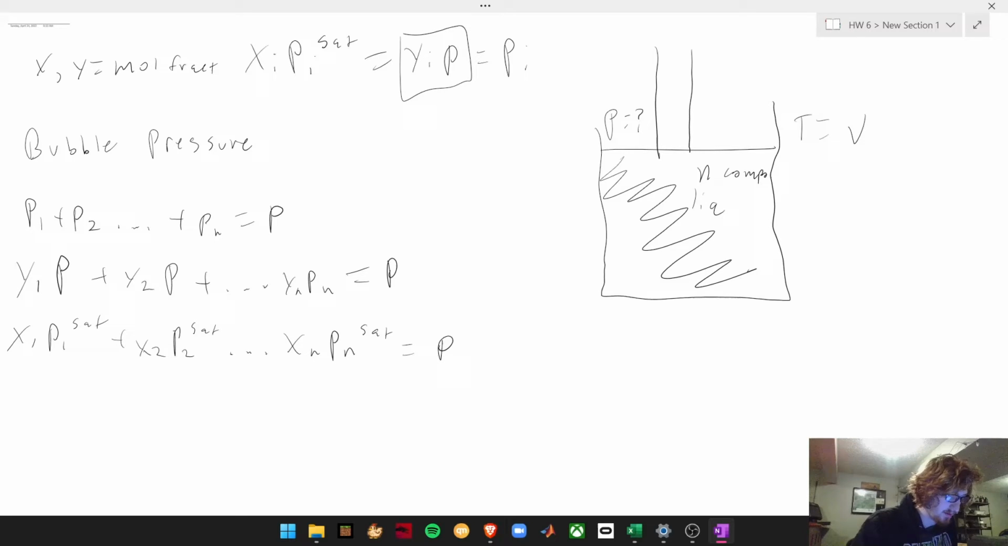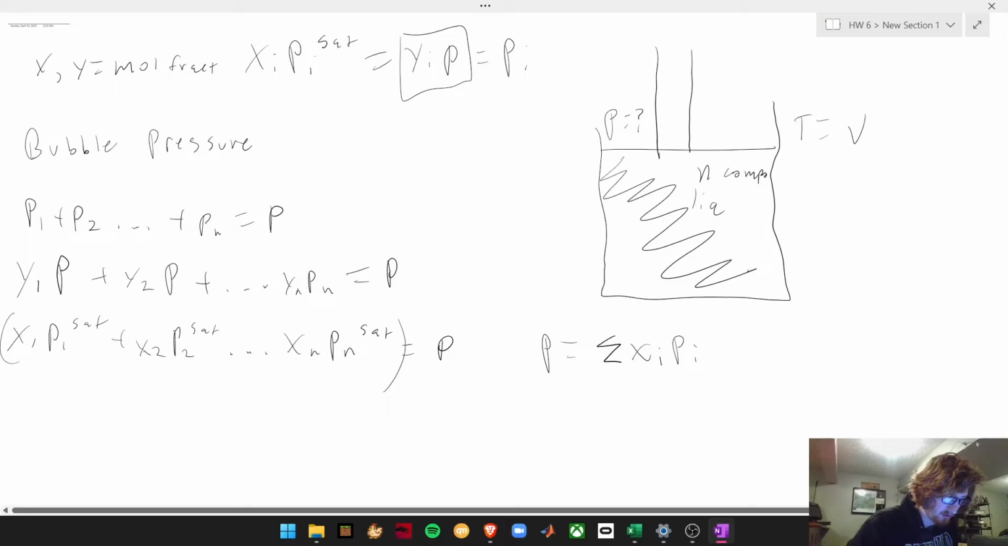So if we take a look at this again, this equation right here can be expressed as the pressure is going to be equal to each individual component's liquid phase mole fraction times the saturation vapor pressure, from the first component all the way through n components. So that's our first big equation.